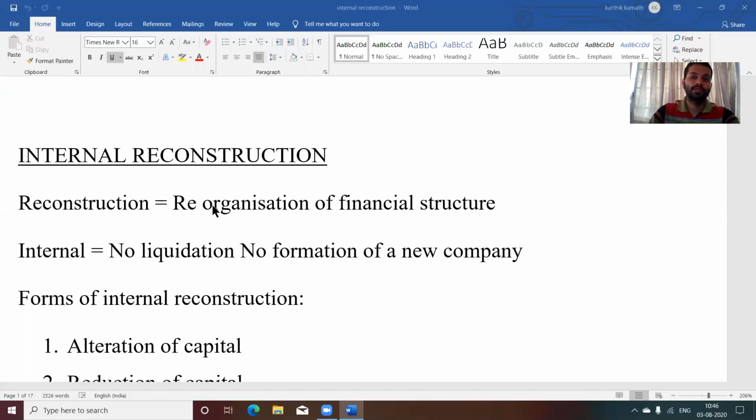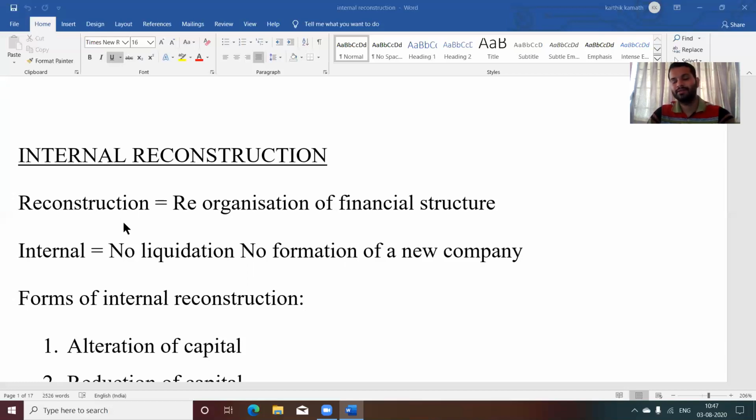So how to do reorganization externally? External reconstruction means, suppose there are financial difficulties in the concern, then one company goes into liquidation and one more new company is formed. That is known as external reconstruction. But what do you mean by amalgamation? Amalgamation is nothing but two companies coming together to form one new company. Suppose A and B come together to form a new company, let us say C Limited. That is known as amalgamation.